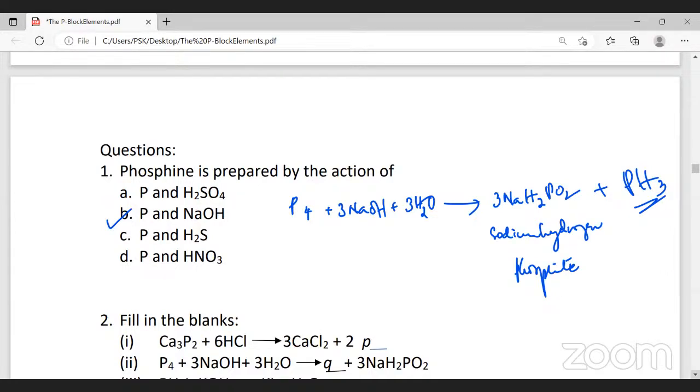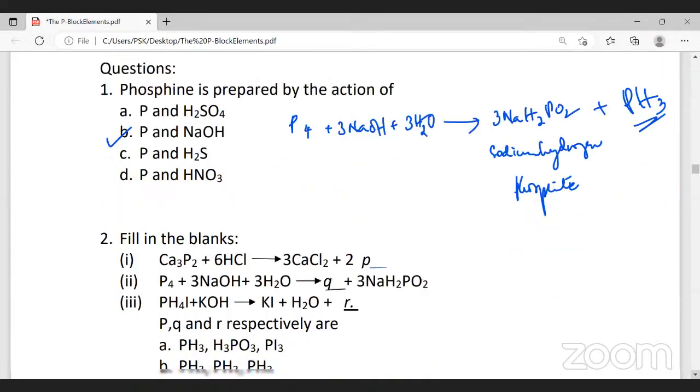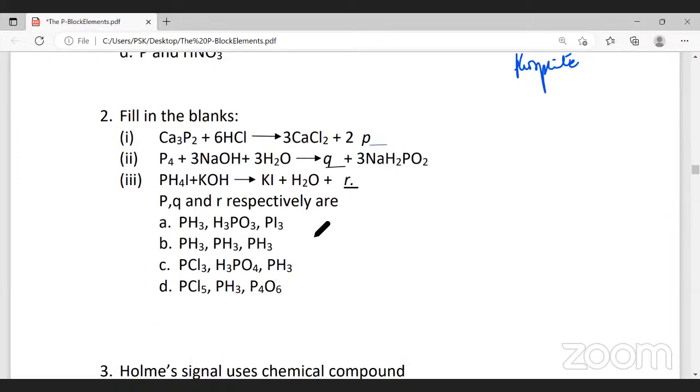Fill in the blank type questions are there in your board exam also. Calcium phosphide on heating with 6 moles of hydrochloric acid: 3 calcium and 6 chlorine react with each other to form calcium chloride. We have 2 phosphorus and 3 hydrogen, therefore we will have 2 PH3, phosphine, formed. Now, white phosphorus on heating with sodium hydroxide solution, again here also we get phosphine. We just learned this in the previous question.